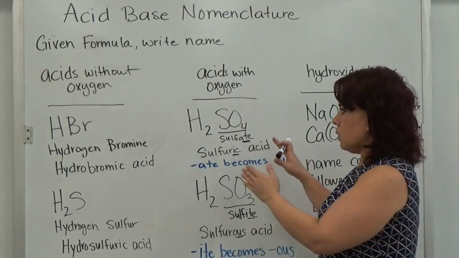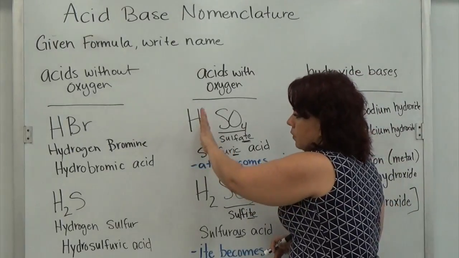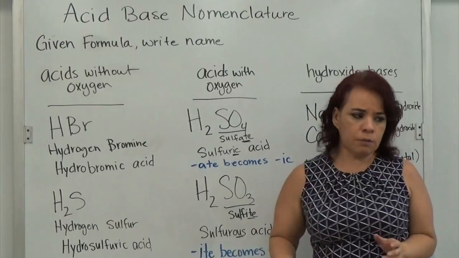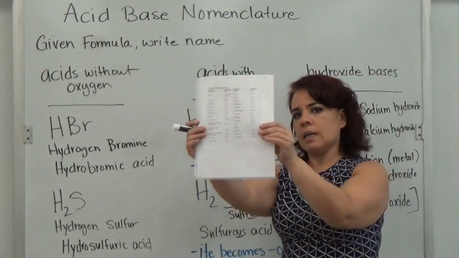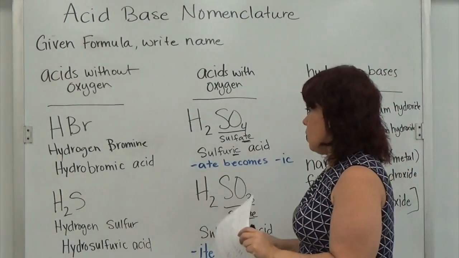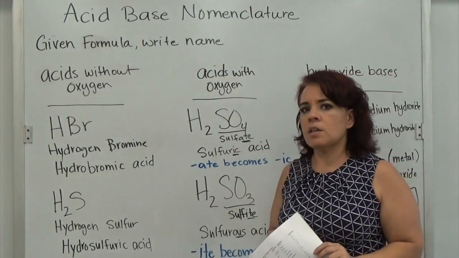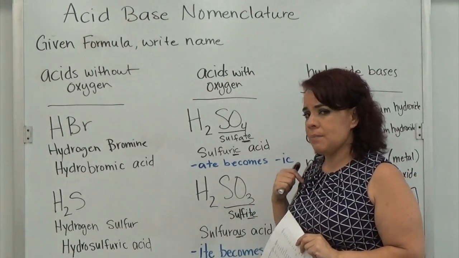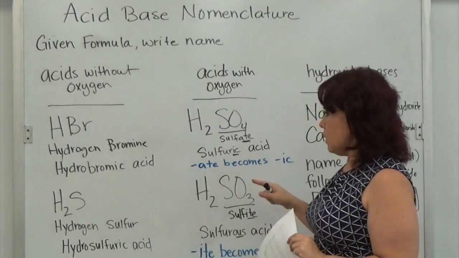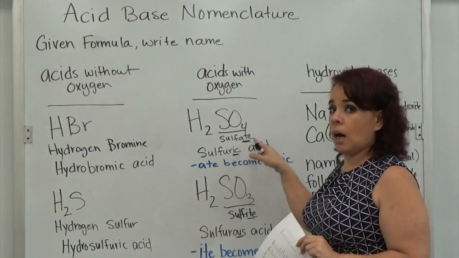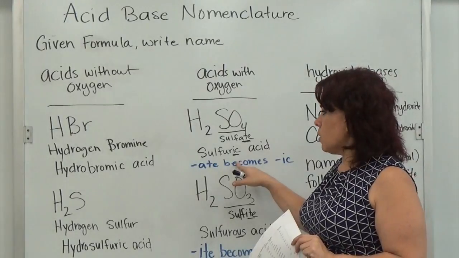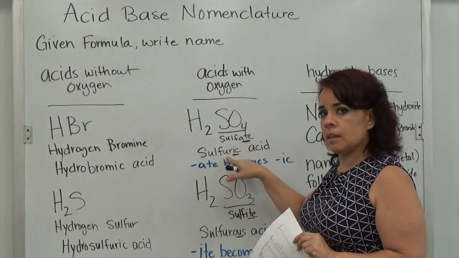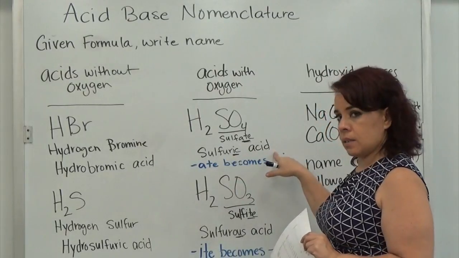So what you're going to do at this point is separate out the hydrogen, or you can ignore it for a little while, and locate SO4 on your polyatomic list. Okay? So SO4 is a sulfate polyatomic ion. When I name this, anything that ended with ATE becomes IC. So sulfate becomes sulfuric, and I give it the last name acid.